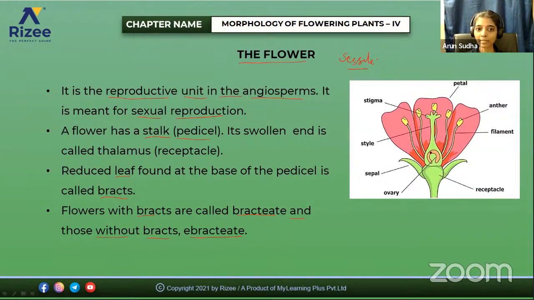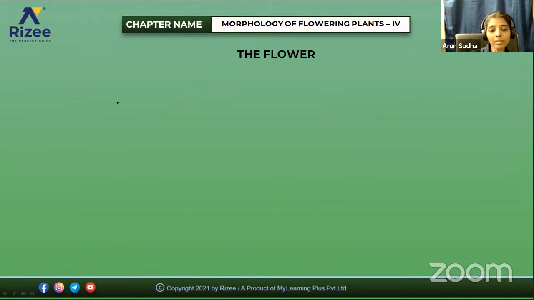So if you take a flower, generally it is a reproductive unit and consists of pedicel and thalamus, and we'll see in detail about the bracts. So bracts, we saw that it is a reduced leaf structure that is present at the base of the pedicel. So these bracts also vary in different types of plants. For example, we saw bracteate and ebracteate. And similarly, there are many other terms which are associated with bracts, like involucre, which is called the whorl of bracts. That is called involucre.